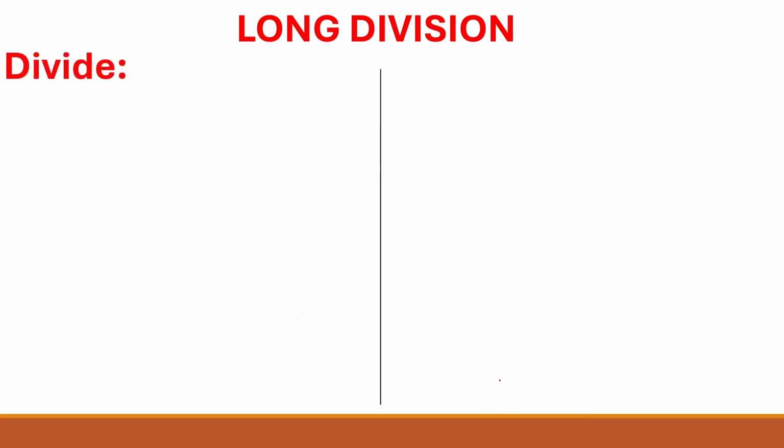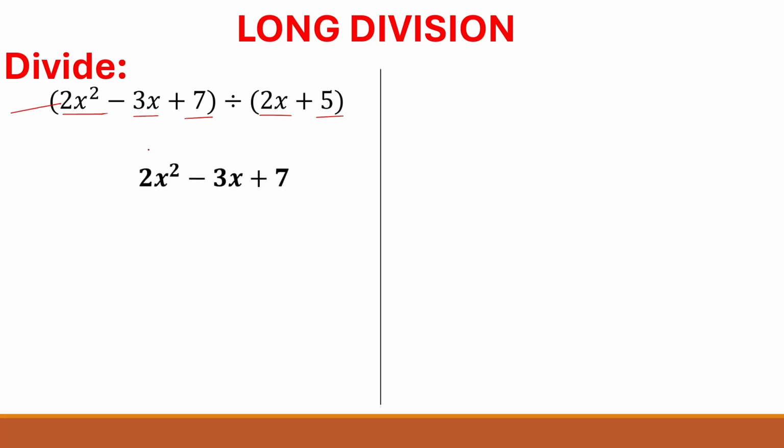So let's have another example. So you have 2x squared minus 3x plus 7 divided by 2x plus 5. Okay, so naka-standard form na siya. Okay, no missing term, wala siyang nawawalang term. Same with the divisor, naka-standard form and no missing term. So let us write this in this form. 2x squared minus 3x plus 7 divided by 2x plus 5.